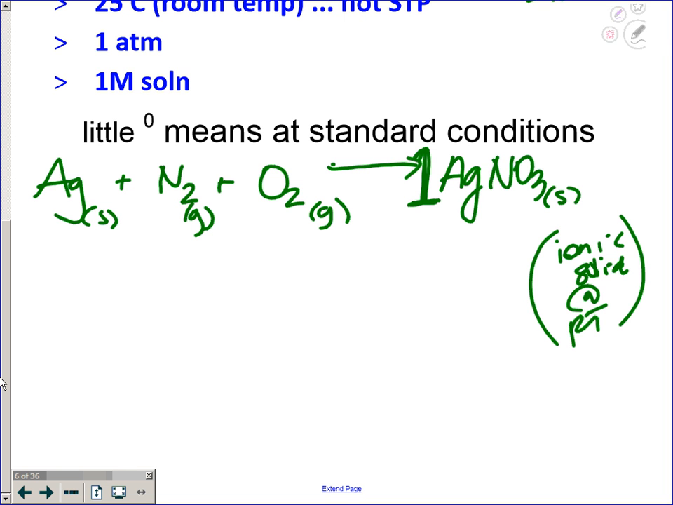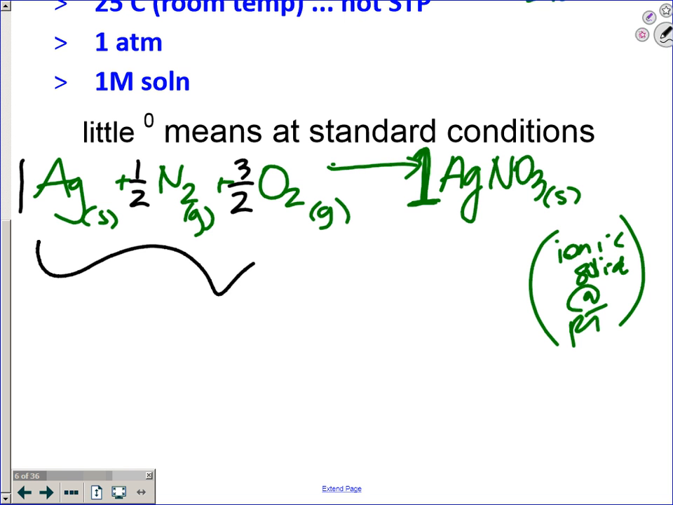Okay, so let's go ahead and balance this. Ready when you are? So 1 on the silver, 1/2 nitrogen, 3/2 oxygen. Good. Do use your fractional coefficients here. So this whole thing, I would then say, is the reaction for the heat of formation of silver nitrate, and I don't know the value.